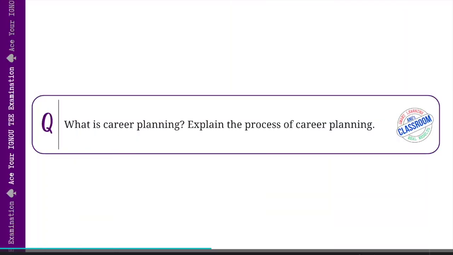What is career planning? Explain the process of career planning. Let us talk about career planning. Basically, it is a roadmap for your professional growth within an organization. You can think of it like planning a road trip. You don't just decide the destination. You plan the stops, you check the routes, you make adjustments all along the way. Correct. Career planning is also like that. It is a continuous process.